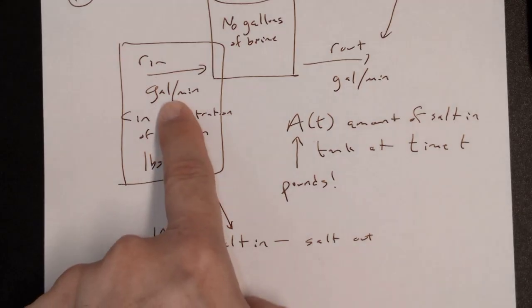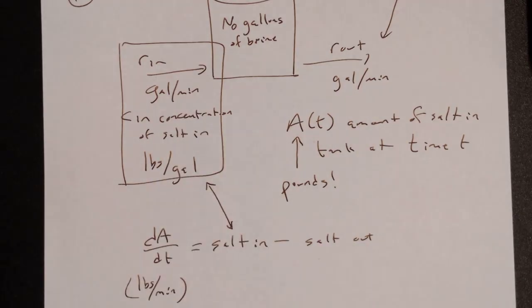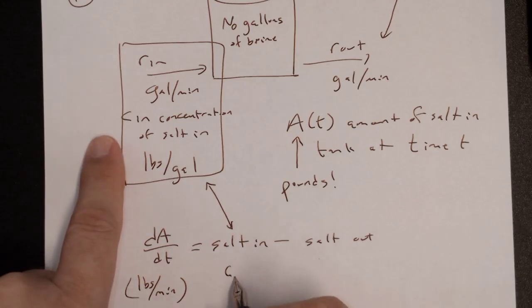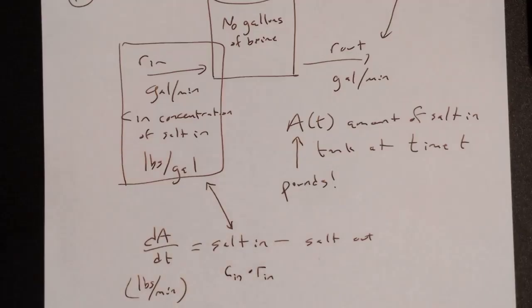I have gallons per minute, multiplied by pounds per gallon, which is what I have for concentration. So salt in is the concentration in times the number of gallons in per minute. Pounds per gallon, gallons per minute, I get pounds per minute. Perfect. At this point, this is a stoichiometry problem 100%.